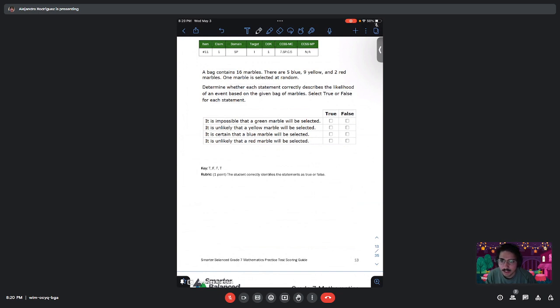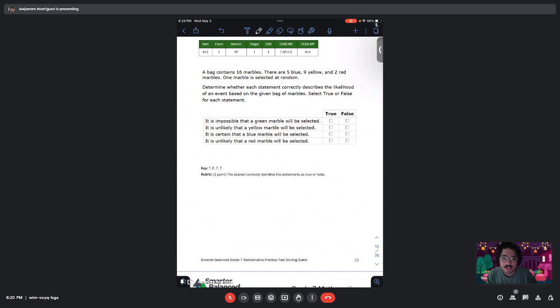I can kind of go over the answers. All right, it says we've got a bag containing 16 marbles. There are 5 blue, 9 yellow, and 2 red marbles. 1 marble is selected at random. Determine whether each statement correctly describes the likelihood of an event based on a given bag of marbles. Select true or false for each statement.